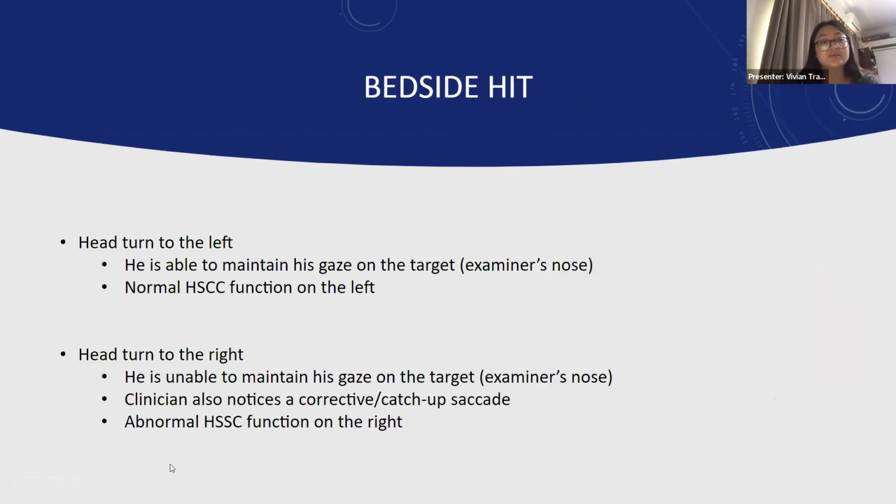We also did a bedside head impulse test on him, where when his head was turned to the left, he was still able to maintain his gaze on the target, which means he has normal horizontal semicircular canal function on the left. However, when we were doing the right, he was unable to maintain his gaze on the target, and we noticed that there was a corrective saccade every time we turned his head, which indicates that there is abnormal horizontal semicircular canal function on the right.